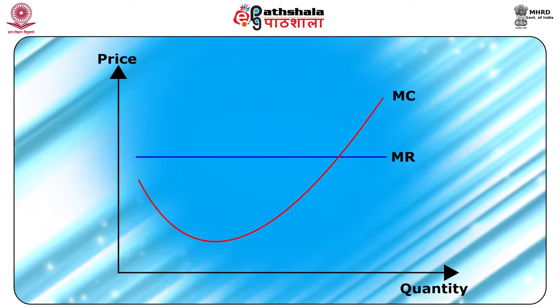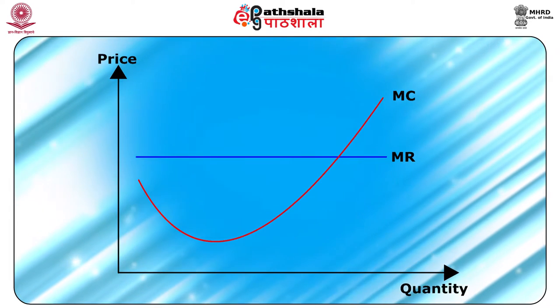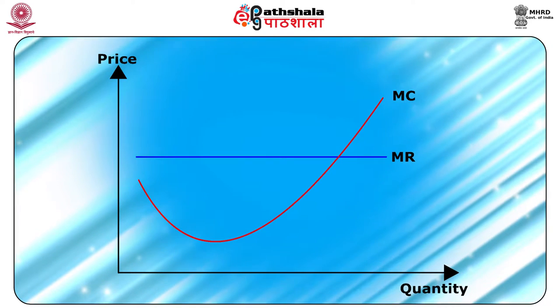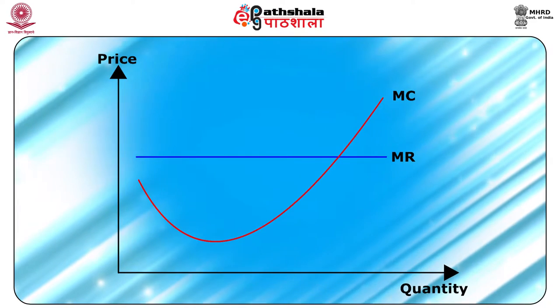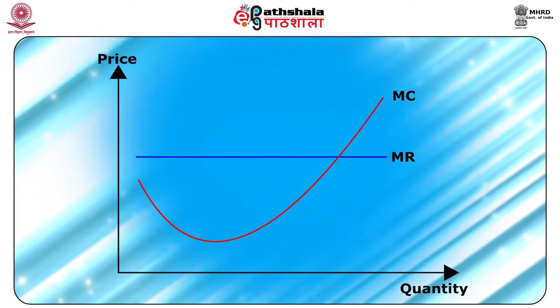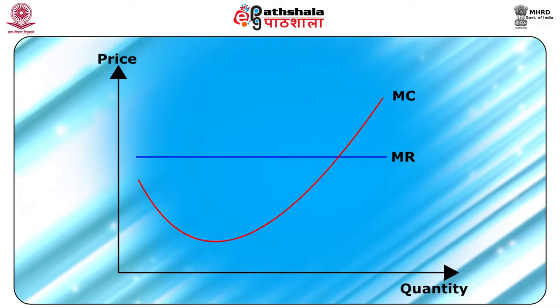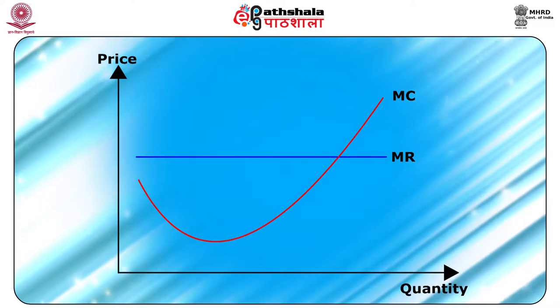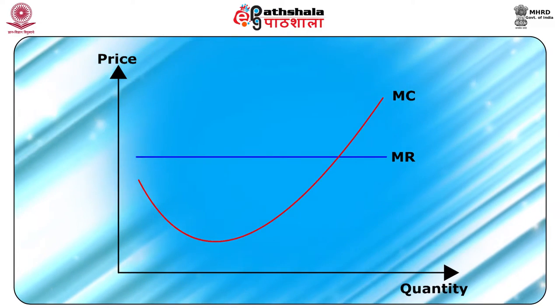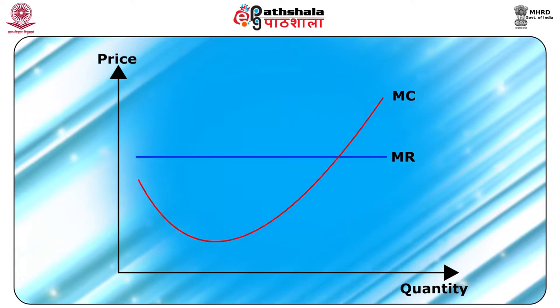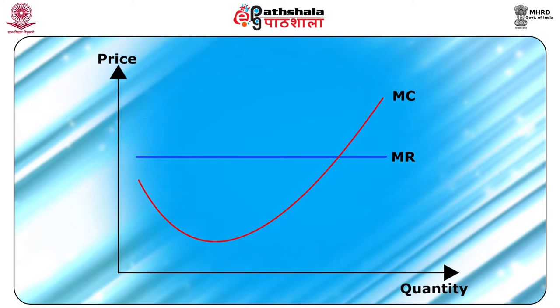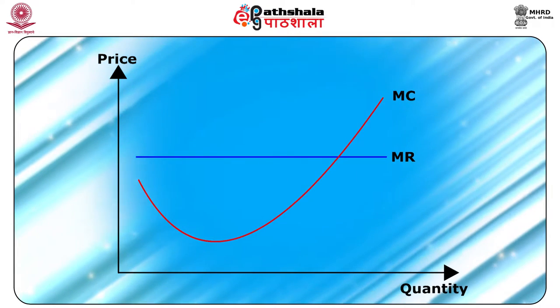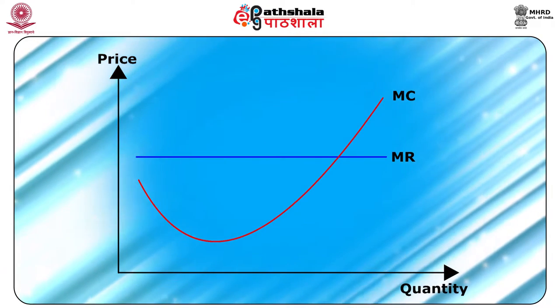Now, the marginal cost curve starts from below the marginal revenue curve, and because it starts rising, there has to be a point at which the marginal cost curve intersects the marginal revenue curve, which is horizontal, parallel to the x-axis. Now, at this point, what do we see? We see that the marginal cost is exactly equal to the marginal revenue.